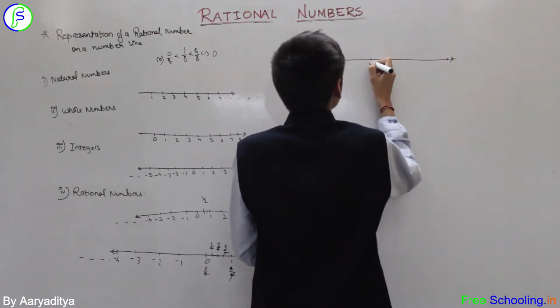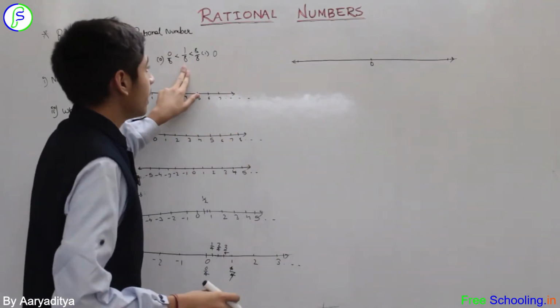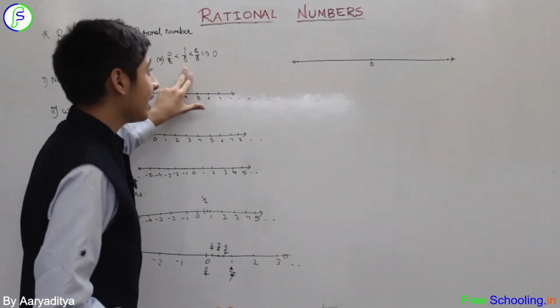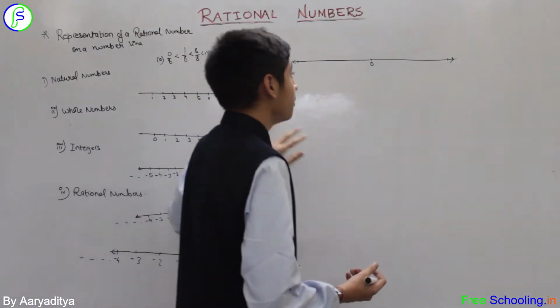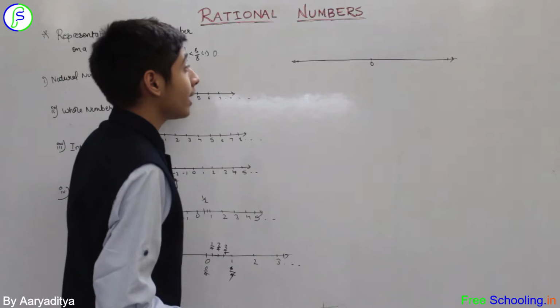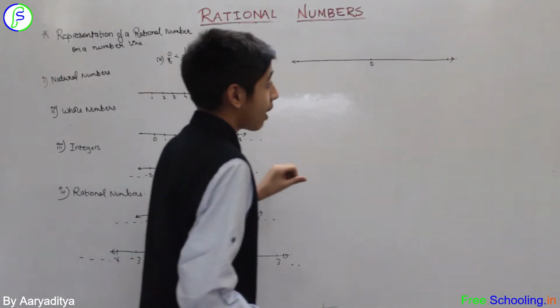I got 0. If I have 8 in the denominator, then I need to make 8 equal divisions between the two numbers. And here we see that 1 by 8 lies between 0 and 1. So I need to make 8 equal divisions between 0 and 1.